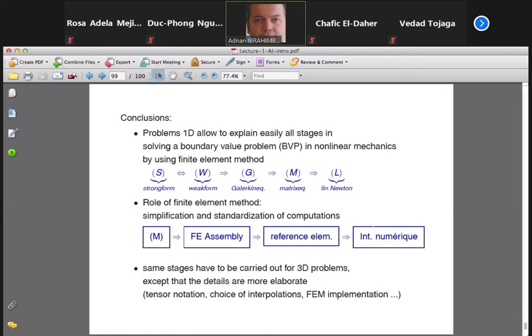And I can use, of course, numerical integration. All these things will be clarified with the homework that I assigned you, to eventually look into that and hopefully work it out as we go along. So the stages are exactly the same for the 3D problems. The only problem is the details are typically more elaborate because you have many more types of components to worry about. Typically you have a tensor notation and the choice of interpolation, finite element notation, and so on and so forth.